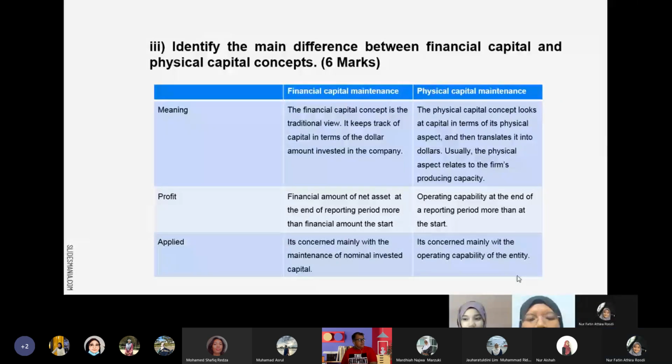In terms of application, financial capital maintenance is concerned mainly with the maintenance of nominal invested capital. In terms of application, physical capital maintenance is concerned mainly with the operating capability of the entity.